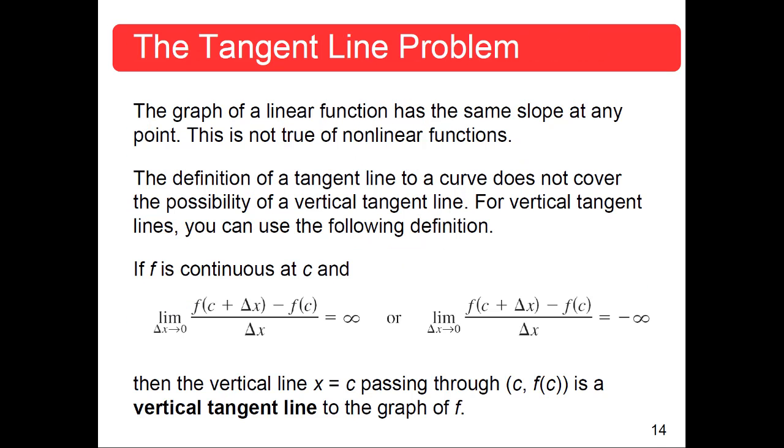Okay. What about if you take a limit and you get an infinite limit? So you set up your difference quotient. You take the limit as delta x goes to 0. What about if you get positive infinity or negative infinity? Turns out that's going to be a vertical tangent line. So you set up a difference quotient, you take the limit, and if it turns out to be an infinite limit, that means there is a vertical tangent line at that point. Okay?